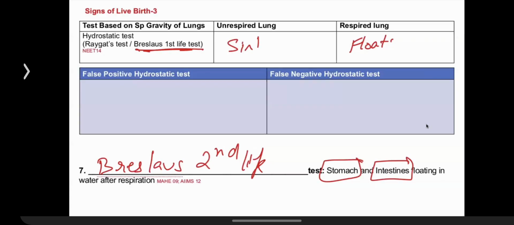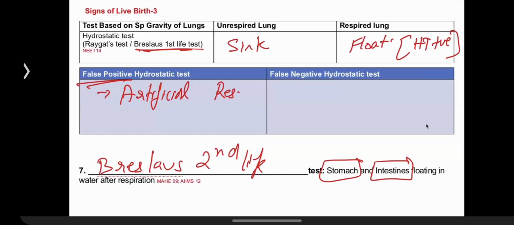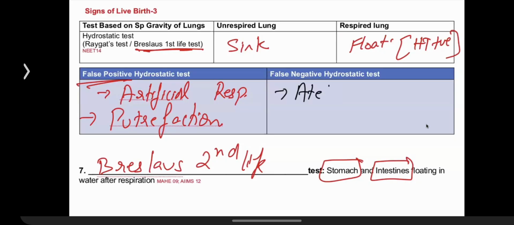Here the lungs will sink. If the lungs float, that is called hydrostatic test positive. False positive means air is going inside the lungs even if respiration has not taken place. That can occur due to artificial respiration, putrefaction. False negative hydrostatic test can occur due to atelectasis, pneumonia, etc.